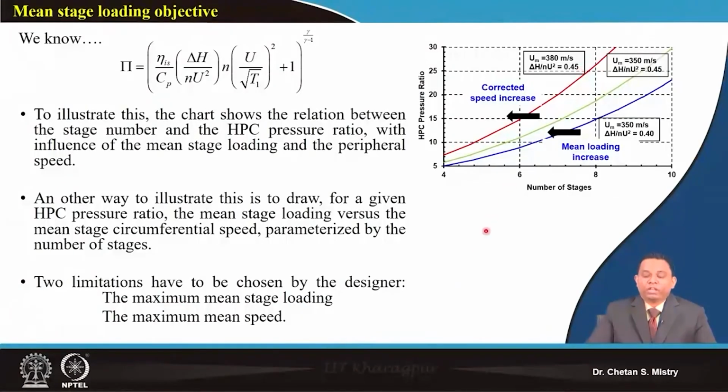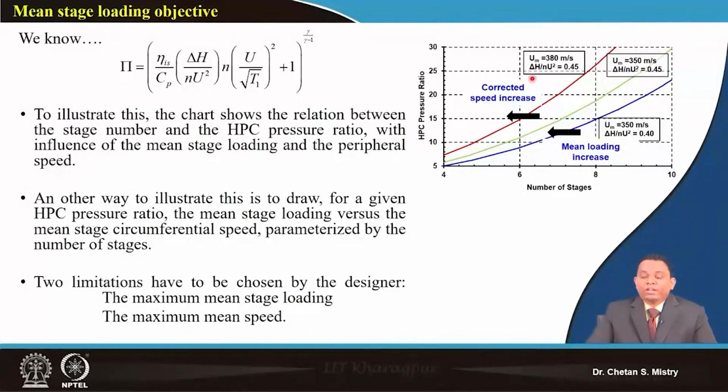Now here this is representing my overall pressure ratio in terms of my mean loading coefficient, my peripheral speed, and number of stages. And here this is representing my number of stages versus HP pressure ratio for a particular peripheral speed and my mean loading coefficient. So here, if I am increasing the mean stage loading, I am able to reduce the number of stages. Okay, at the same time we are able to achieve high pressure ratio.